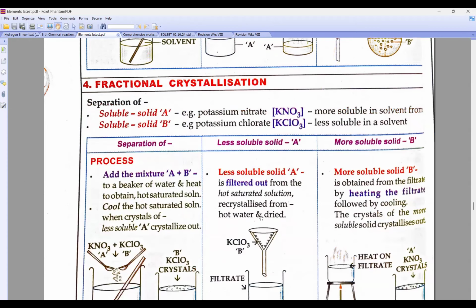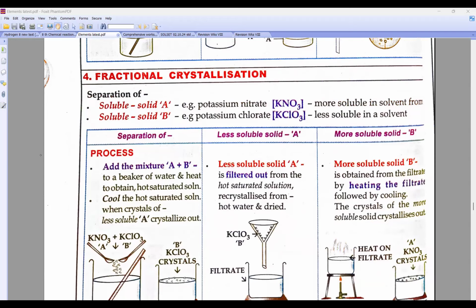Now look, here there are two solids. Both of them are soluble. If two solids are both soluble, then what do we have to use? Fractional crystallization. This you'll have to learn by heart. Potassium nitrate is more soluble. Potassium chlorate is less soluble. So now tell me what I'm going to do.